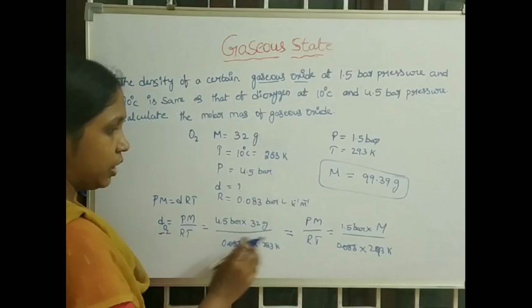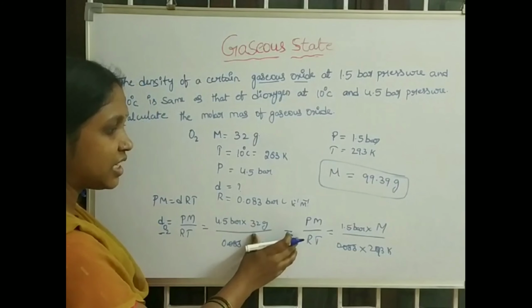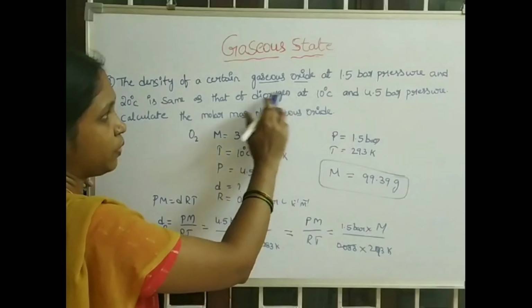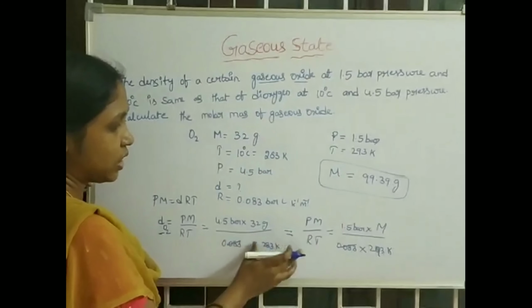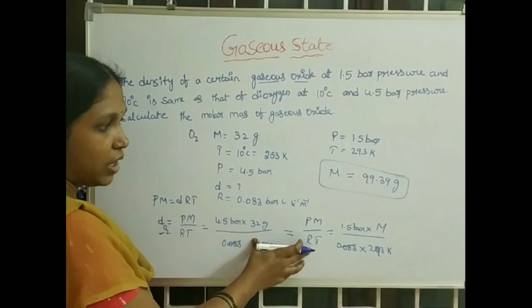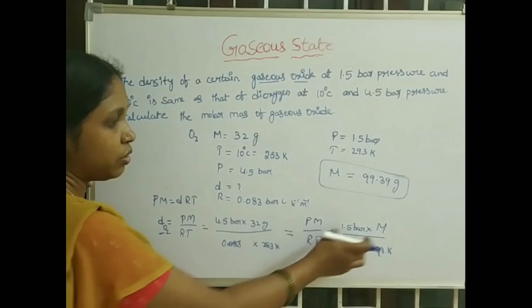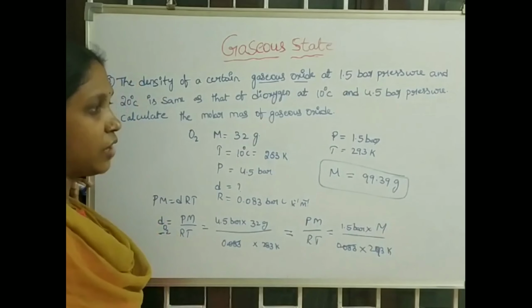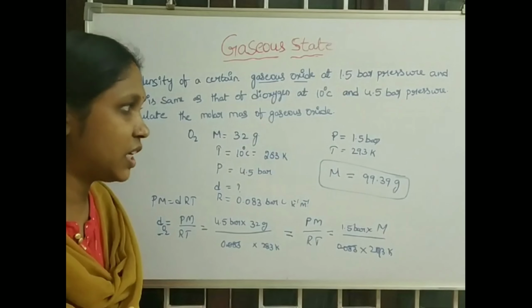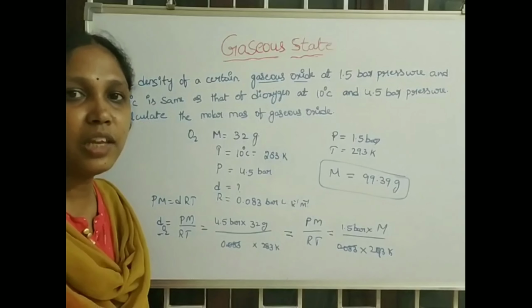Why am I equating both? Because both the densities are equal. The density of dioxygen and the density of the gaseous oxide, both are equal. By equating both, I calculated the molecular weight of the gaseous oxide, that is 99.39 grams.